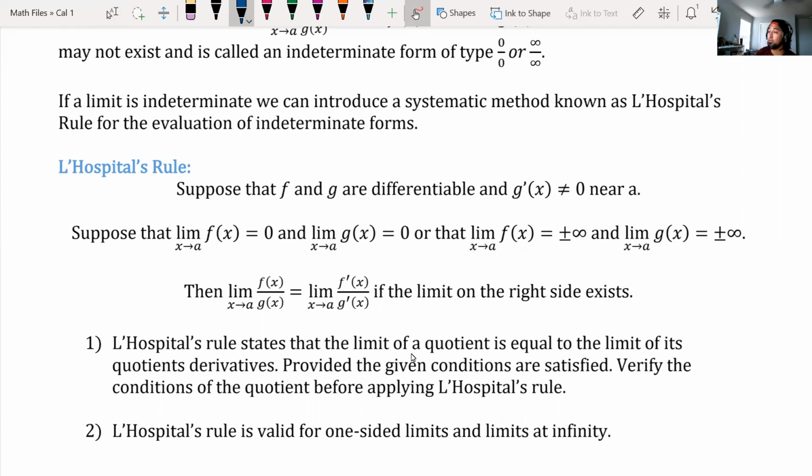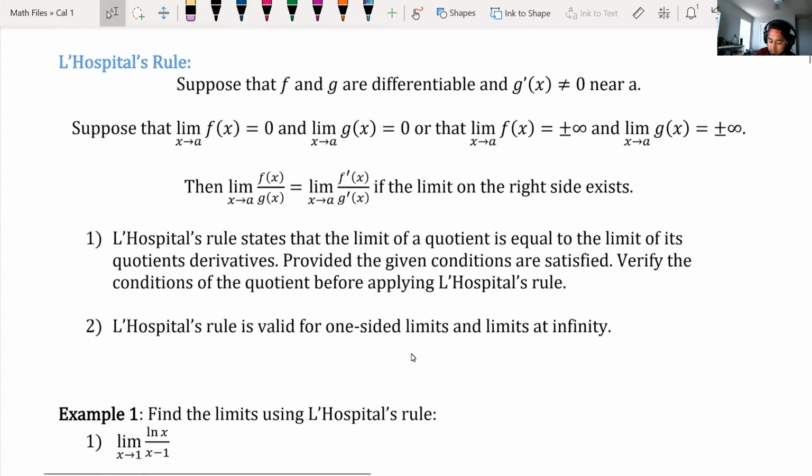Now, remember, don't get confused with indeterminate and undefined. If you ever run into 1 over 0, then that is not indeterminate, that's undefined, and we cannot use L'Hopital's on that. So L'Hopital's can only be used on 0 over 0 or infinity over infinity. Okay, so what we're looking for is indeterminate forms. And L'Hopital's is also valid for one-sided limits and limits at infinity. Okay, so let's go ahead and try it out.